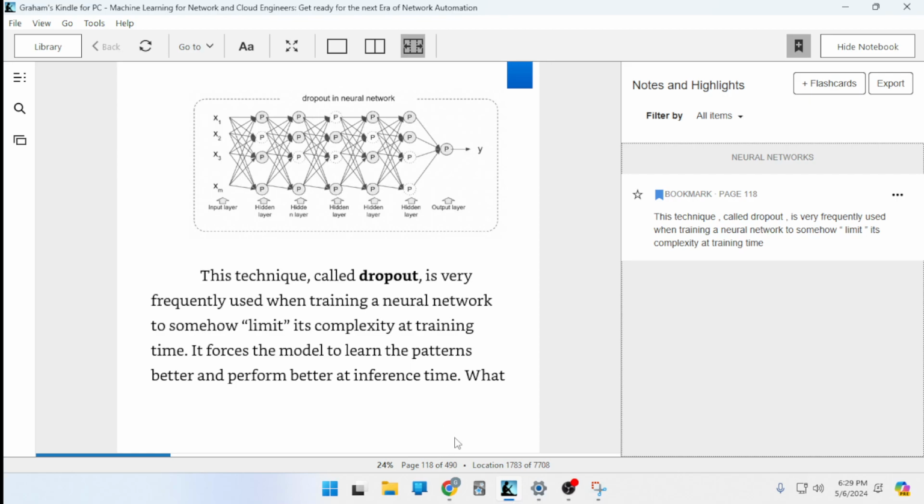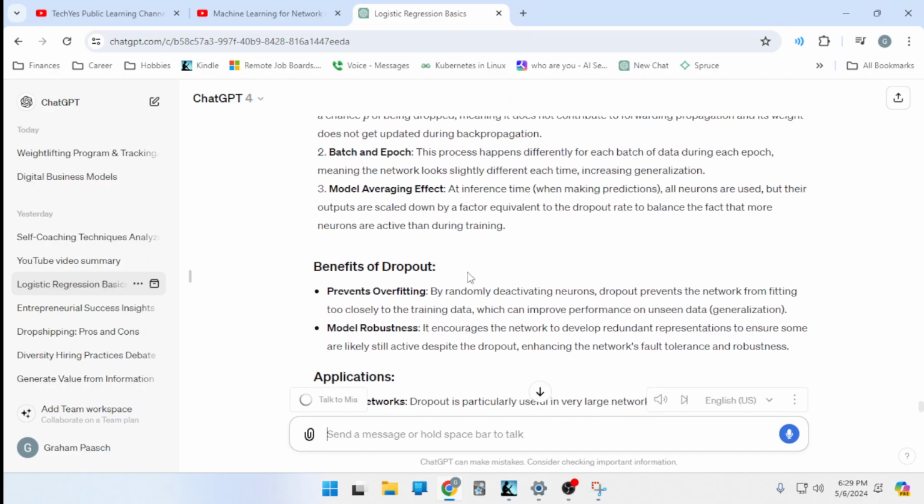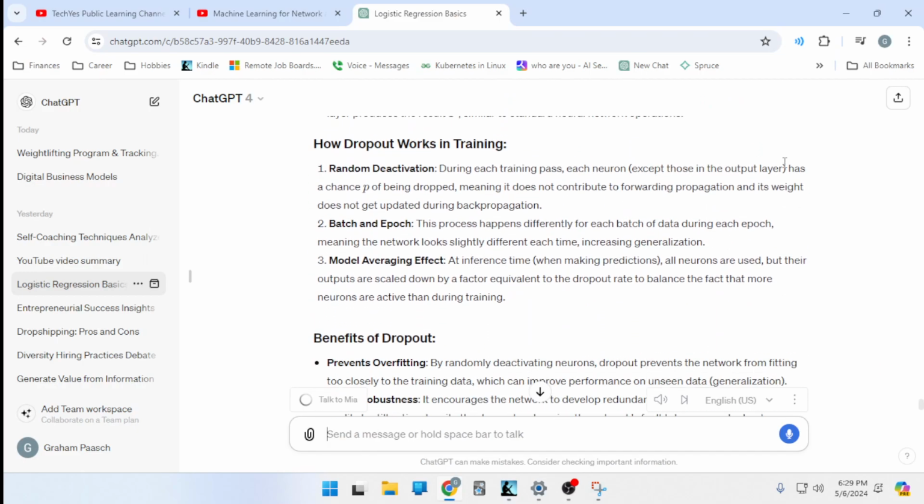How dropout works in training. Random deactivation. During each training pass, each neuron, except those in the output layer, has a chance p of being dropped, meaning it does not contribute to forward propagation and its weight does not get updated during backpropagation. Batch and epoch. This process happens differently for each batch of data during each epoch, meaning the network looks slightly different each time, increasing generalization. Model averaging effect. At inference time, when making predictions, all neurons are used, but their outputs are scaled down by a factor equivalent to the dropout rate to balance the fact that more neurons are active than during training.